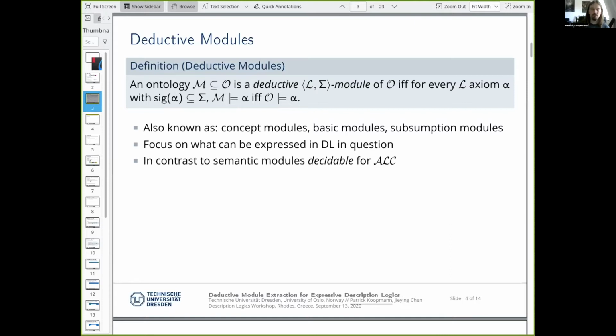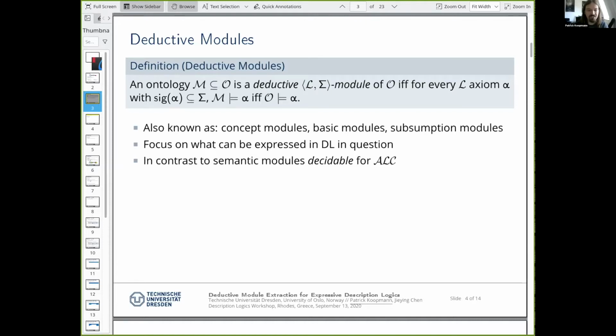The notion of modules that we're considering here, we call deductive modules because it's based on deductive inseparability. So we fix the description logic L and the signature sigma of concept and role names. And then we say that a subset M of the ontology O is a deductive module for L and sigma if M and O entail the same axioms that can be expressed in the description logic L using only names from sigma. So with respect to this logic and this signature, we cannot distinguish them.